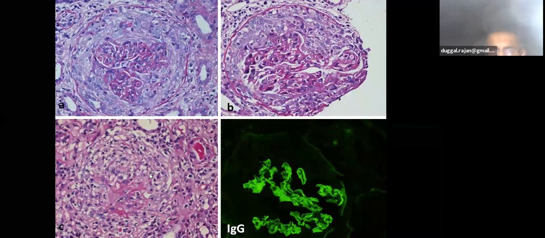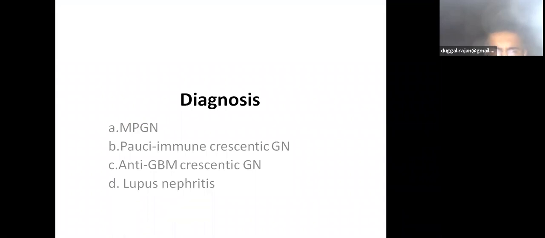So all crescents of the same age with this kind of linear pattern of staining is more consistent with anti-GBM disease. On the other hand, same morphology, and if you don't find linear staining and there are no other immune complexes, only maybe minimal C3 is there, you label that as pauci-immune glomerulonephritis. Why not MPGN? Because MPGN should show granular staining, and there will be C3 also. There will be minimal C1q also, which can be seen.